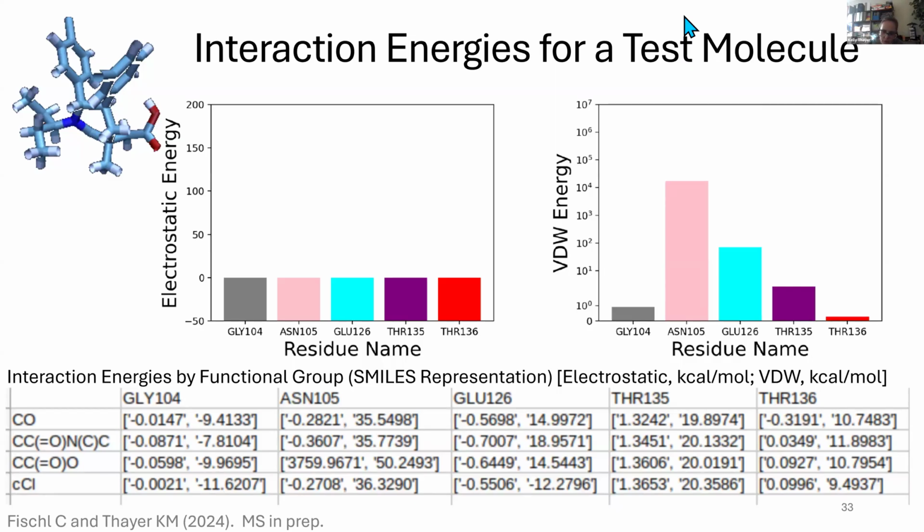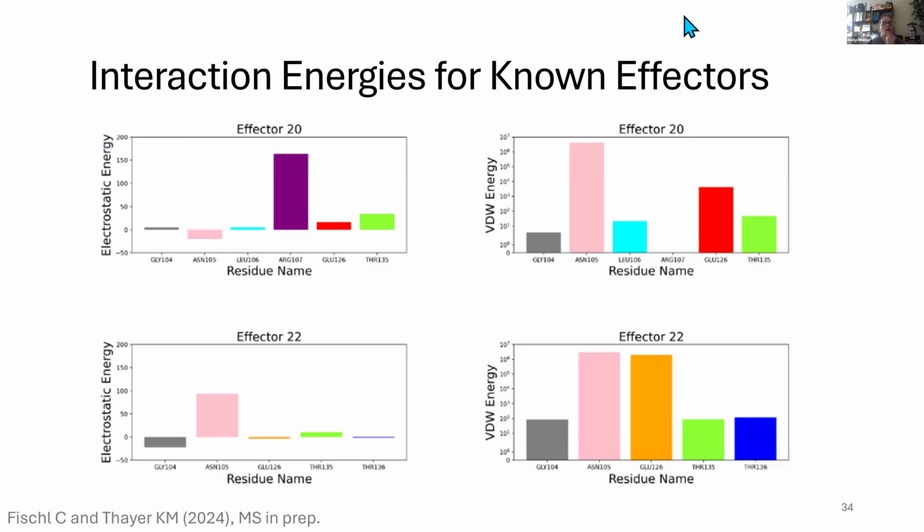So what might actually be useful is to look at a couple of them. So here are some known interactors. This is effector 20 and 22 taken from the Han et al. bound study.